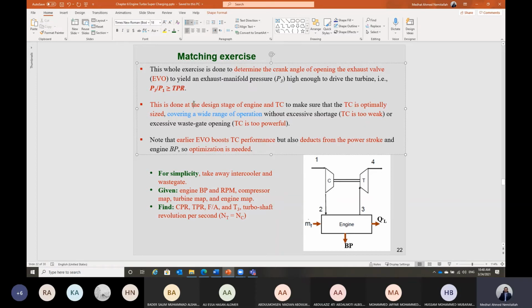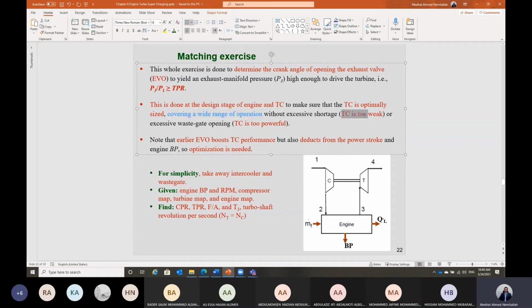And we do this matching at the design stage of the engine in order to make sure that the operating point will be matching the three devices, compressor, turbine, and the engine, so that we can cover a wider range of operating conditions. As I told you, all of these operating points will be stored on the engine ECU. And when you press on your accelerator pedal, there is a signal that is generated and it will be sent to the ECU and it will decide about all of these parameters. Okay, so the idea at the design stage is to design the compressor and the turbine and the turbocharger system to match all of the operating conditions of the engine in this case.